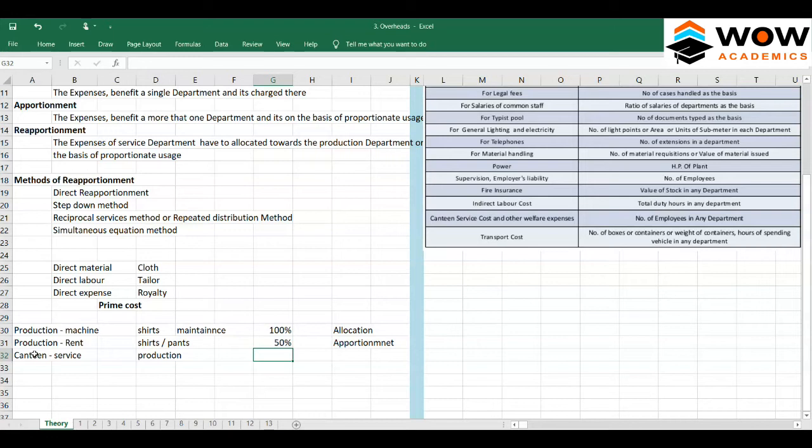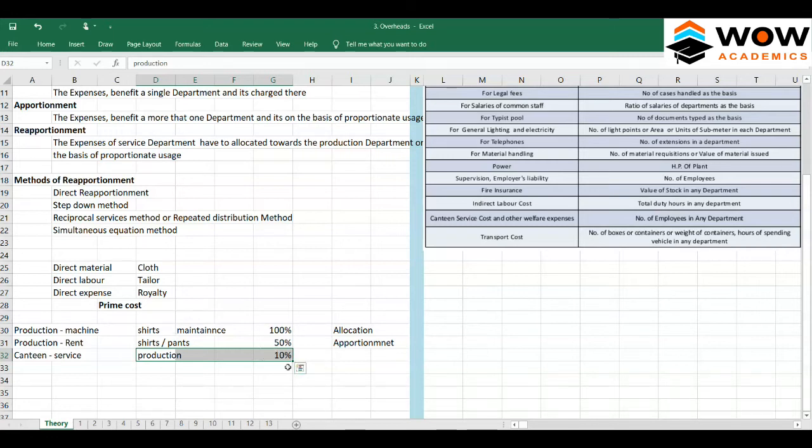Something like 10% of the total employees are production employees, and all of them are eating at the canteen. So 10% of the canteen expense goes to the production department, and this 10% of production department cost of eating at the canteen has to be again reapportioned to the cost of making the shirt.